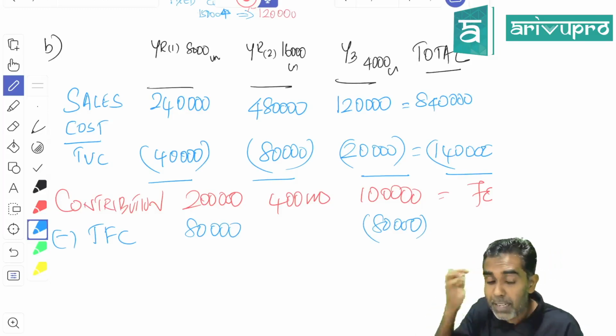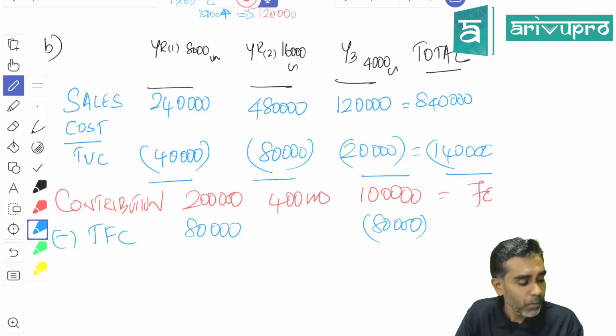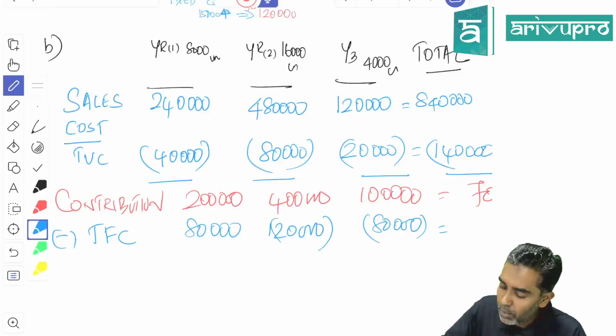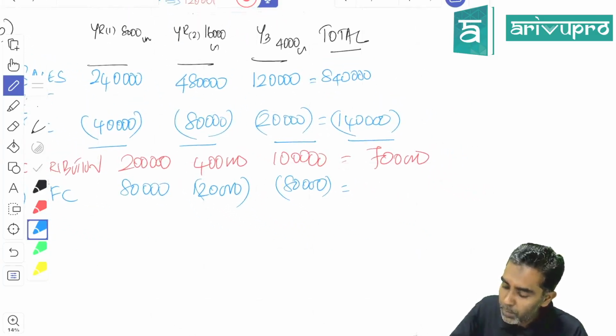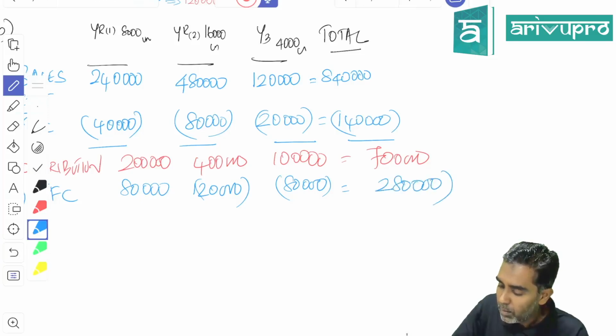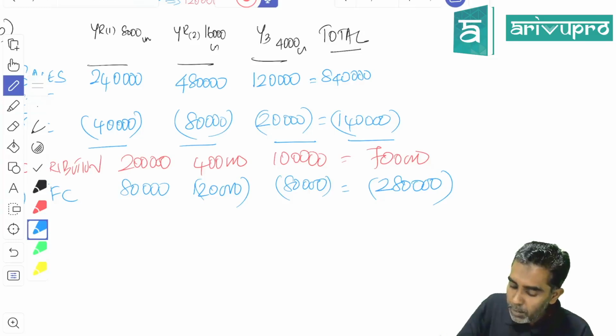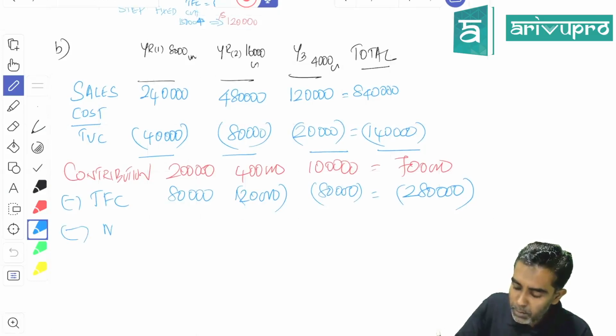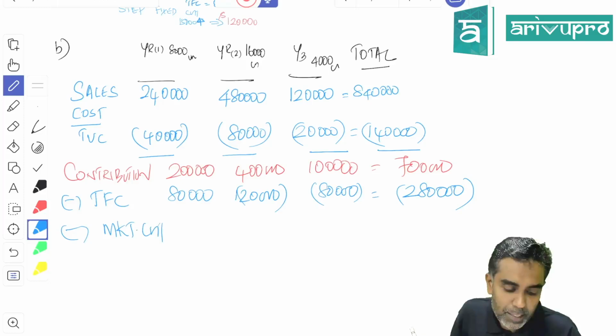And for 16,000 units, what would be the total fixed cost? Can I put 80,000? No, it should be 120,000. Now we can get the total fixed cost, which is how much? 280,000. Now we have a marketing cost as well. Am I correct? Minus marketing cost. Marketing cost we have only 60,000 in year one.